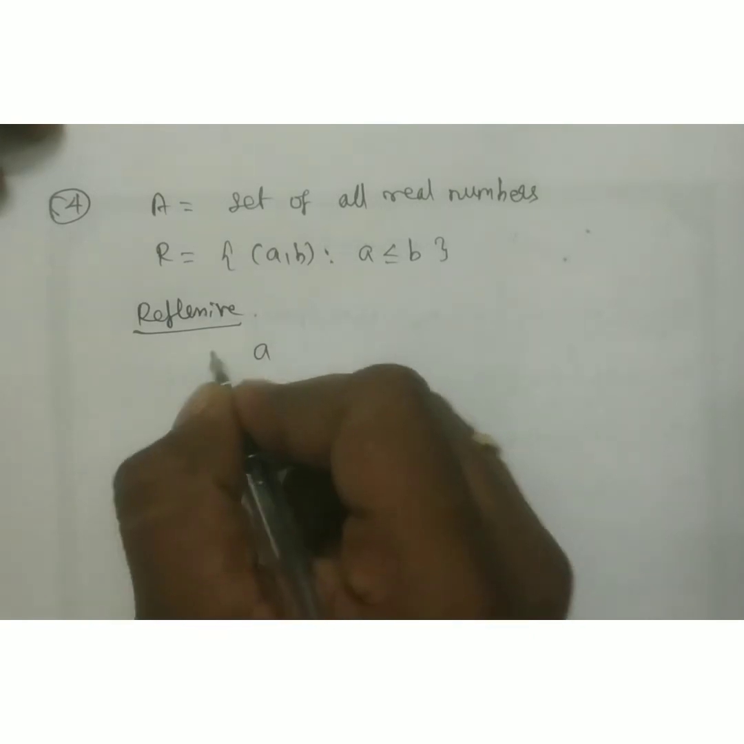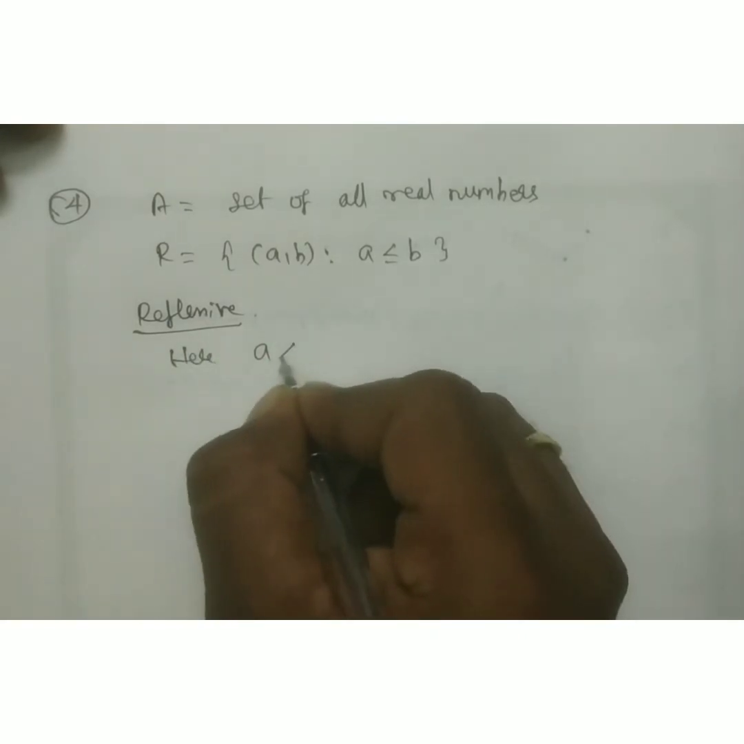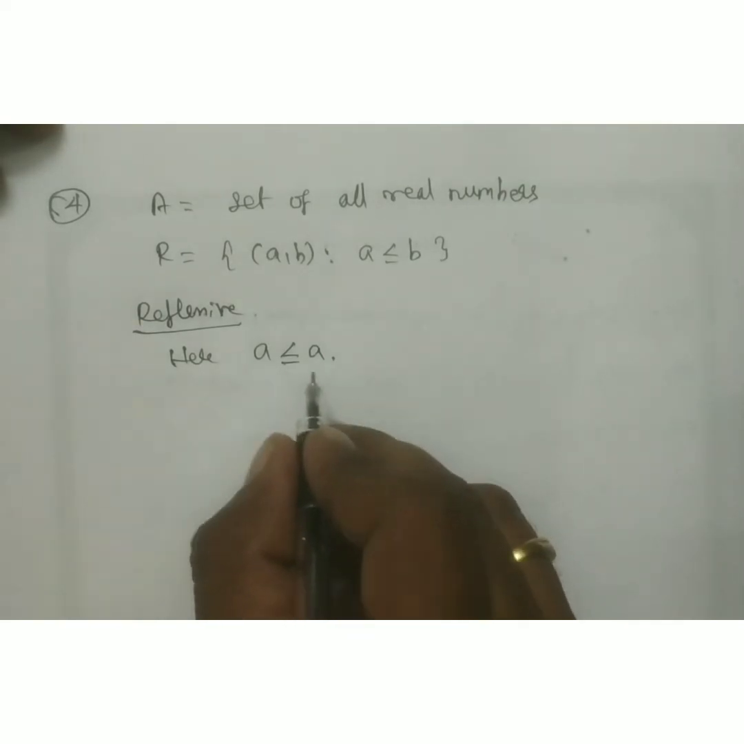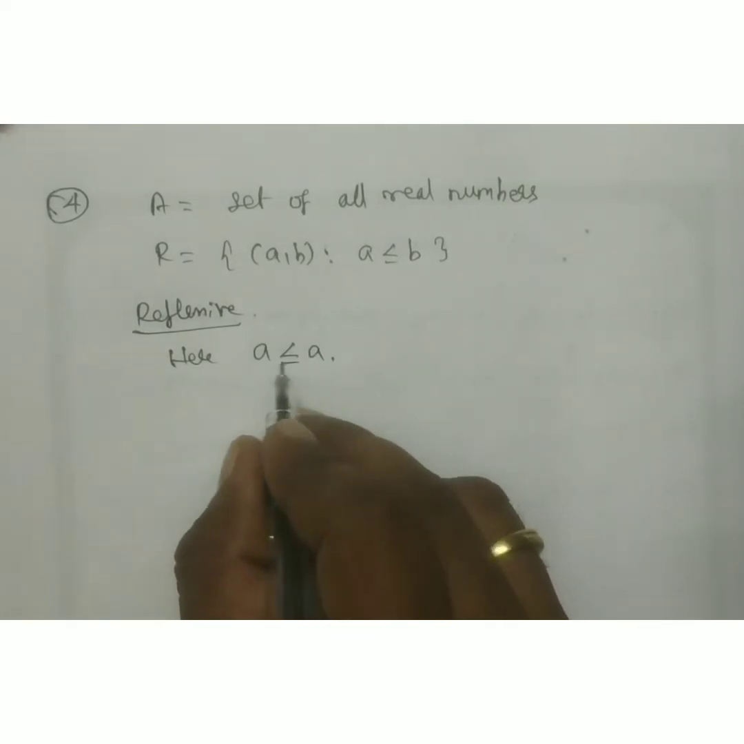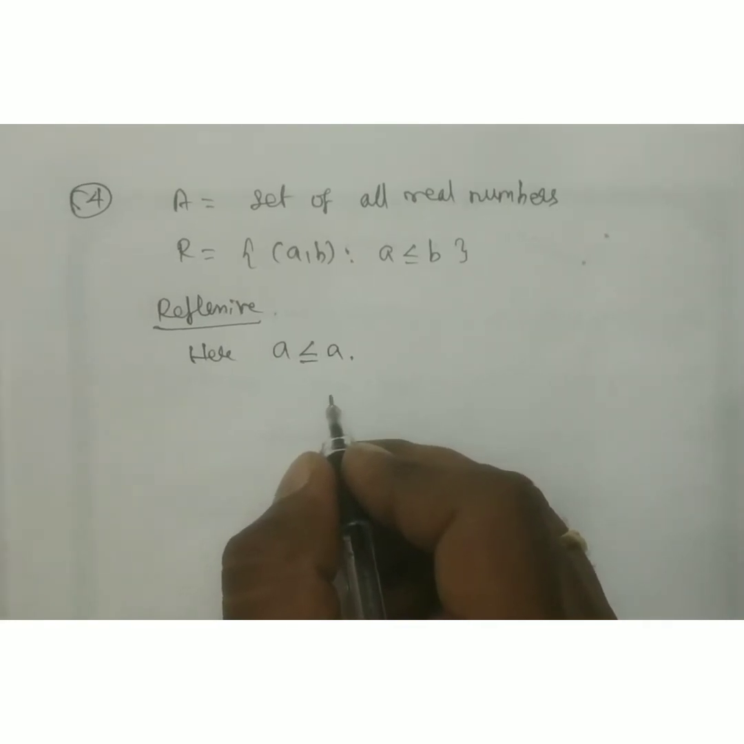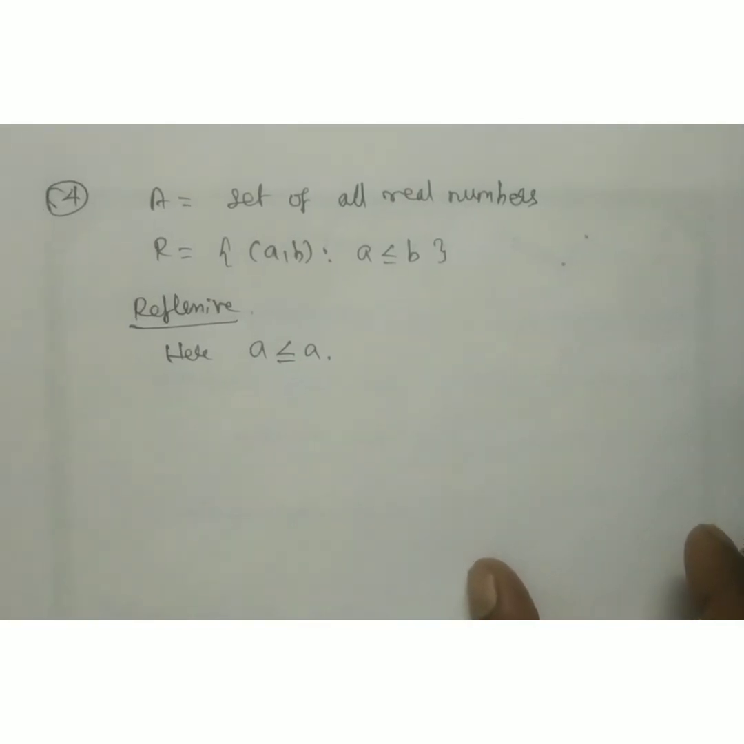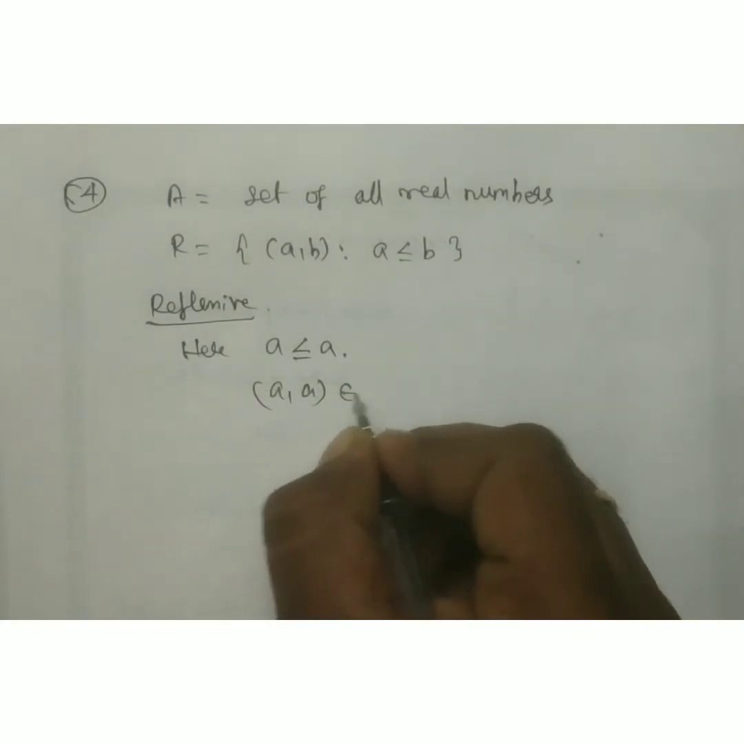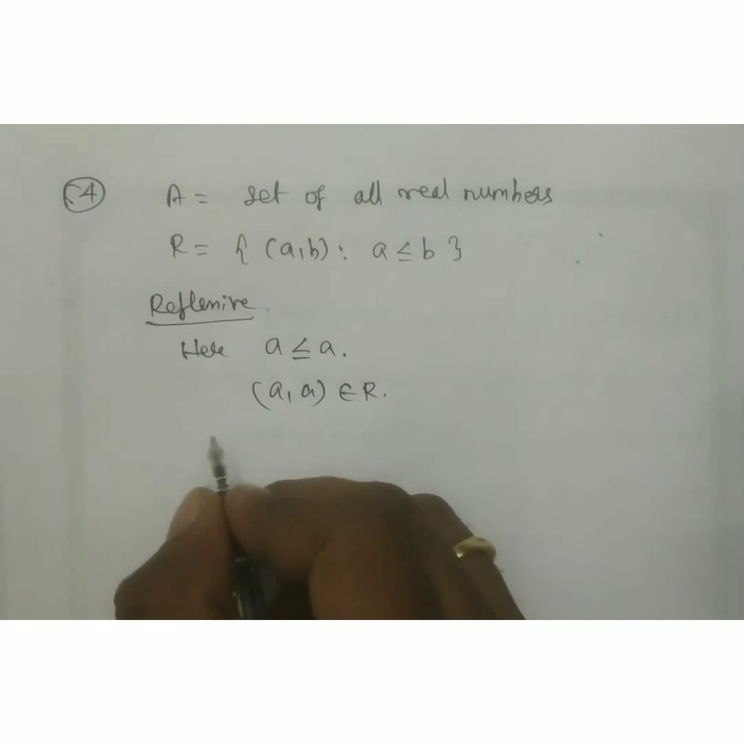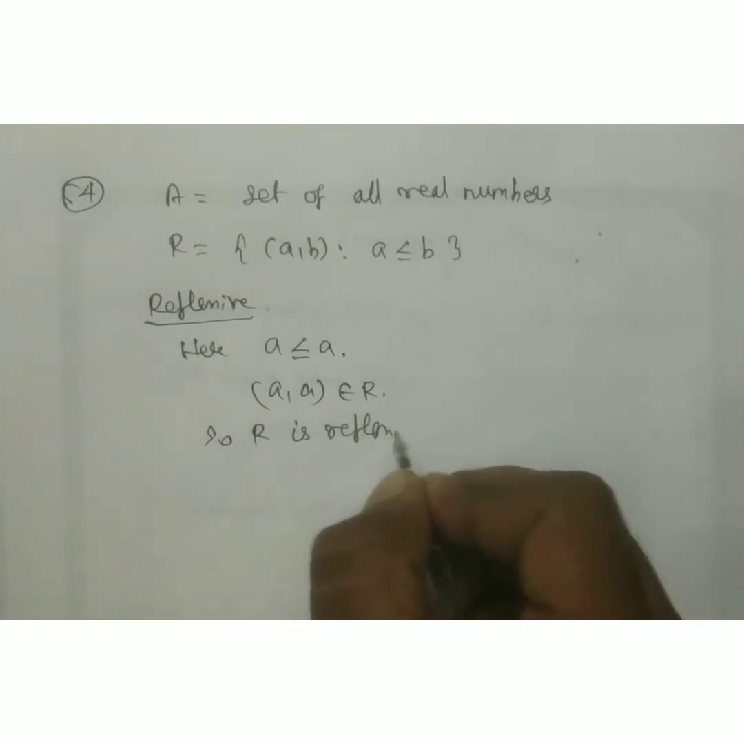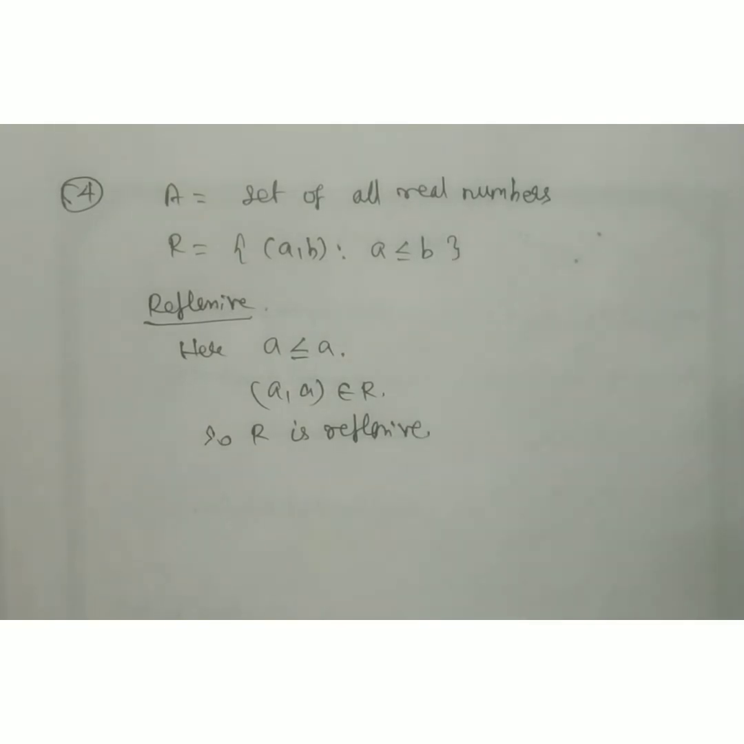Check whether a is less than or equal to a. This is always true, because a is equal to a. Here it is given less than or equal to, so we can clearly say this is true. So (a, a) belongs to the relation. Therefore I can say that R is reflexive.